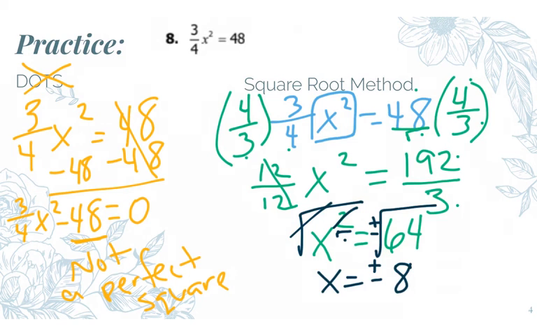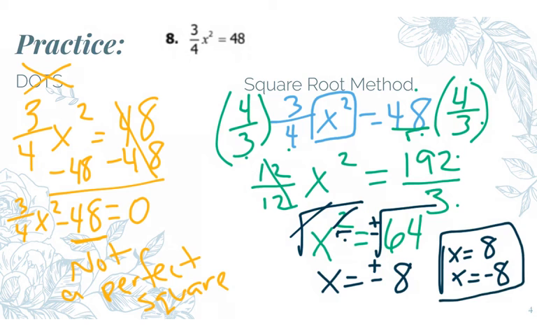So I don't just have one root, I have two of them. My roots are x equals a positive 8 and x equals a negative 8. Okay, so I've got two of them. This is just writing it once.